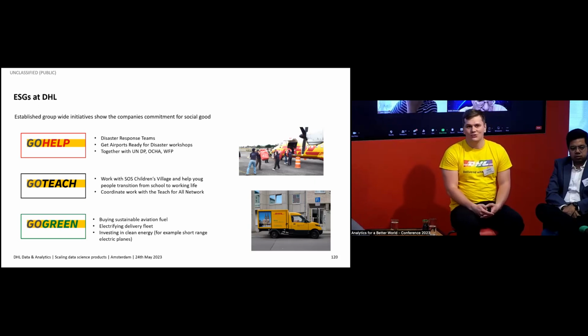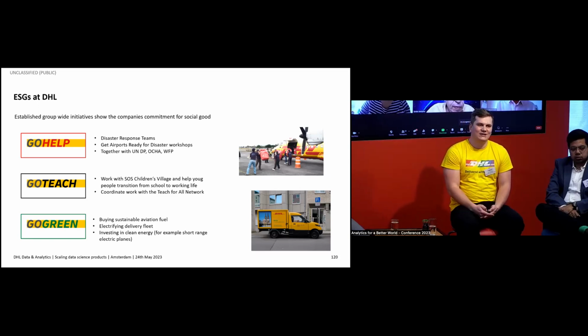We have a huge fleet of planes. Actually, in 2020, when all the passenger airlines were grounded due to the pandemic, the DHL Express fleet was one of the largest still operating fleets. So we need to get them to be sustainable. We are buying sustainable aviation fuel for those, electrifying our delivery fleets, and investing in clean energy projects.